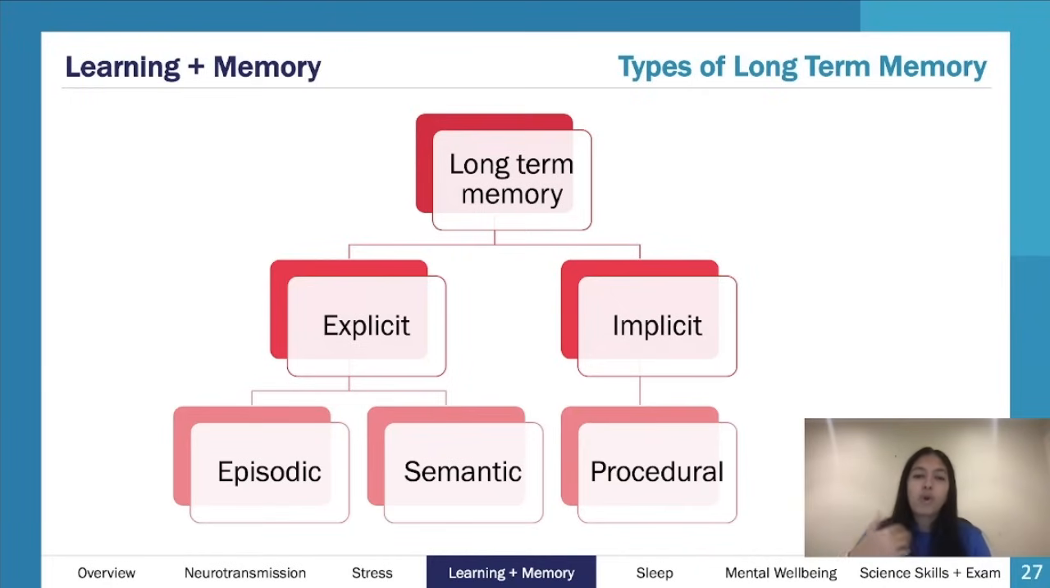Episodic is your autobiographical events and personal memories, like episodes in your life. Whereas semantic, if you think about the word, the semantics, is just facts and knowledge of things. So the fact that I know what a capital city is, or that 2 + 2 = 4, is semantic. Whereas the fact that I was wearing a pink dress on my 11th birthday, that's an episodic memory.